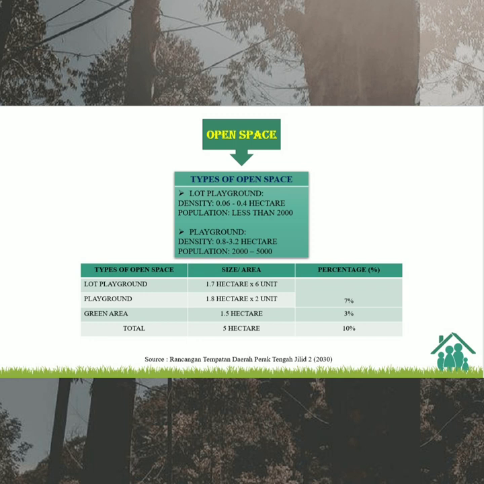Percentage for lot playground and playground are 7%, which take for lot playground is 1.7 hectare, multiplication 6 unit. For playground, 1.8 hectare, multiplication 2 unit. Percentage for green area is 3%, which take 1.5 hectare. So, for open space, we use 5 hectare, which means 10%.